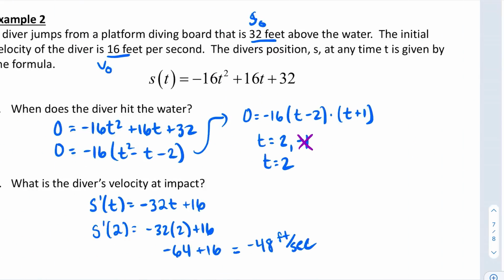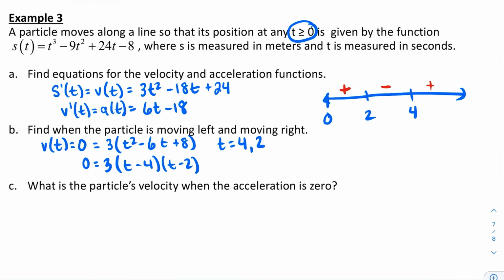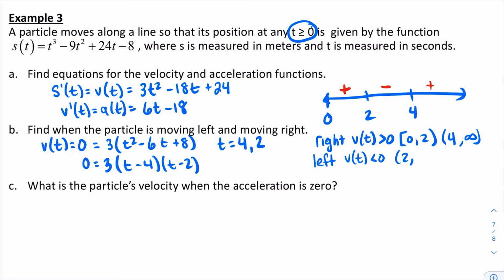So if you go back, my velocity, I am moving right when I have a positive velocity, moving left when I have a negative velocity. So we are moving right when v of t is greater than 0, and that is from 0 to 2 and from 4 to infinity. I'm moving left when v of t is less than 0, and that's from 2 to 4.